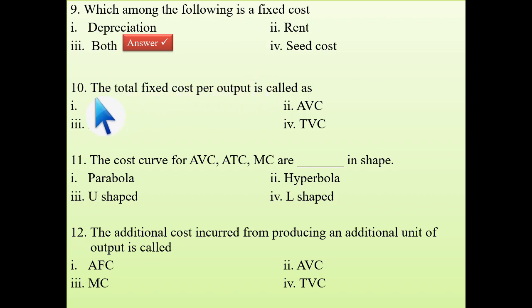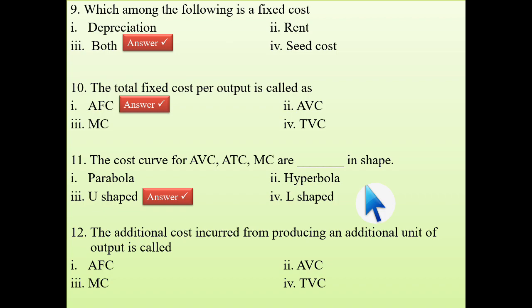Next question is, the total fixed cost per output is called total fixed cost divided by total output, that will be average fixed cost. We all know that. Yes. The cost curves for average variable cost, average total cost and marginal cost, they all are dash-shaped. Well, I have discussed clearly all the cost curve shapes, it is clearly U-shaped, right? Yes. And what is the shape of average fixed cost? It will be a hyperbola, right?